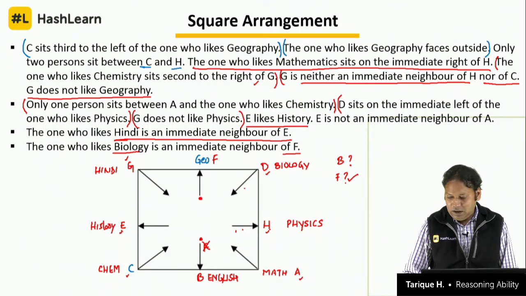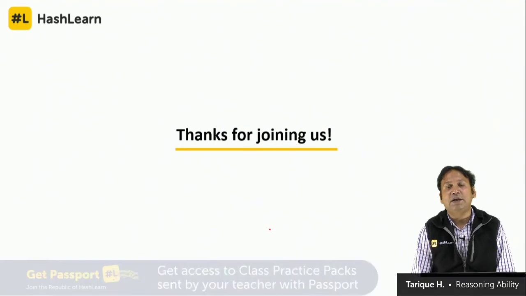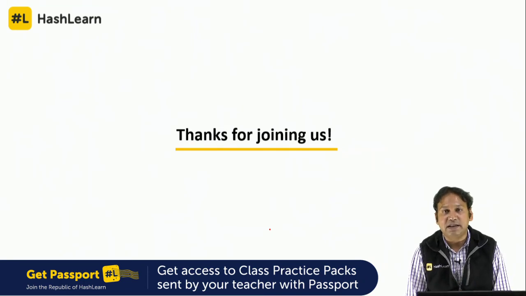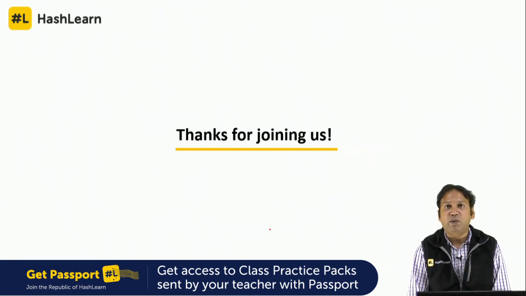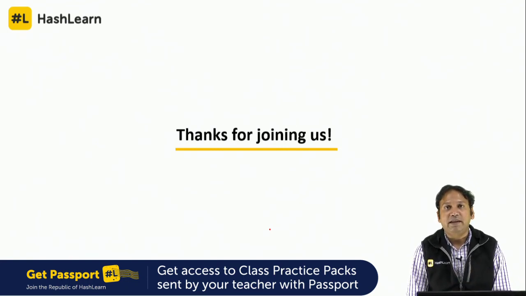Alright. So now the time for the class practice pack, in which I have selected two questions for you from square seating arrangement having 5 sets each. So there are a total of 10 questions in the class practice pack from square seating arrangement. Try solving the questions. I have covered both levels of difficulty for you in the class practice pack. So those who have passport access can start solving questions the moment you hear the sound, and best of luck to you.